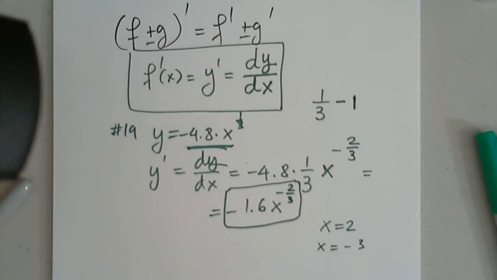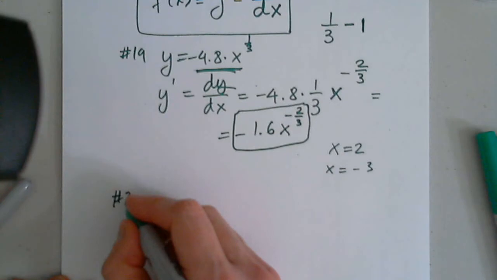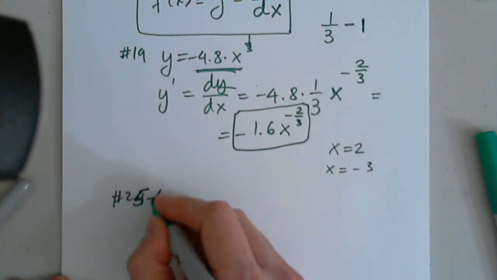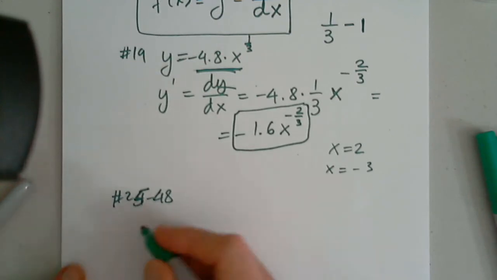Good. Anything else, or we move on to the next set? 25 through anywhere you want. 25 through 48. Any problem, so we can practice this? 29 it is.